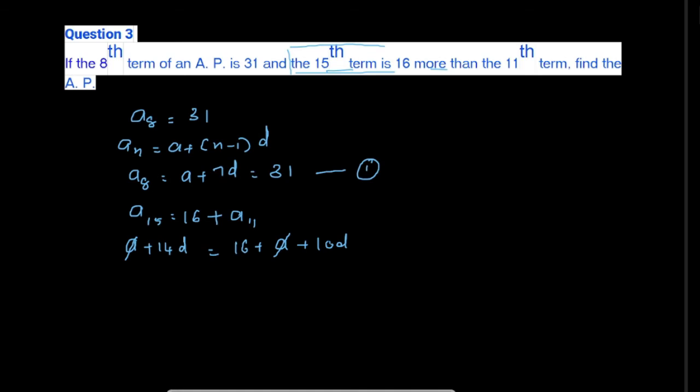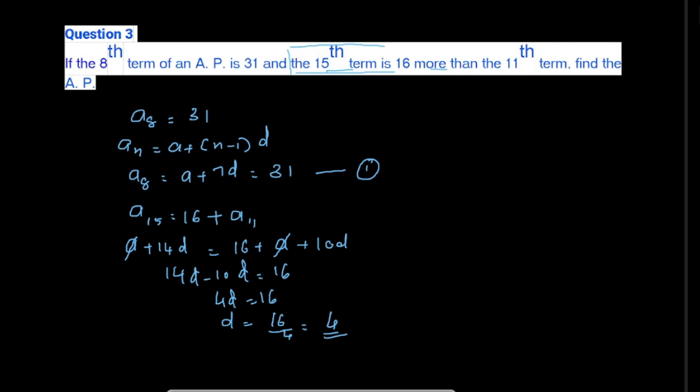Now 14D and 10D. So 14D minus 10D is equal to 16. 14 minus 10 is 4D. 4D is equal to 16. Now we can find D from this. D is equal to 16 upon 4, which is 4. So the common difference D is 4.